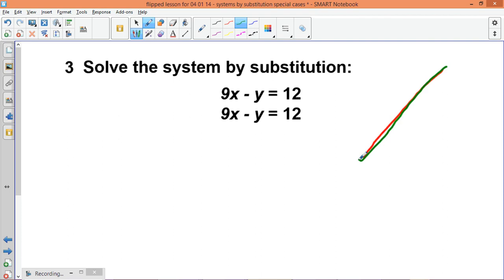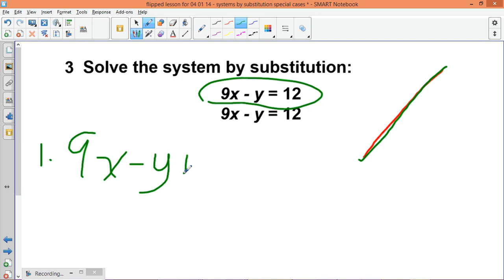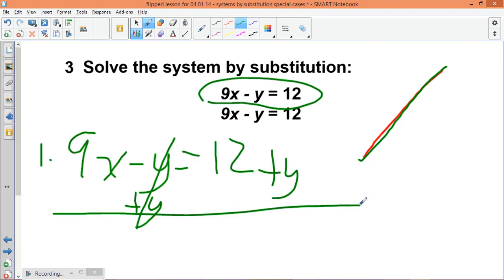First thing, step one, solve for one of the variables. This is not done for me yet, so I'll take the first one, say, and I will solve for y. Actually, you know what? I'm going to solve for x because I haven't done that yet. I haven't shown you guys that you can do that yet. So I'm going to solve for x because it's exactly the same thing. So I'm going to add y to both sides because I want x by itself plus y. And I have 9x equals y plus 12.